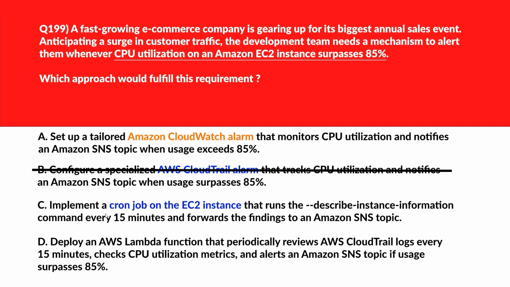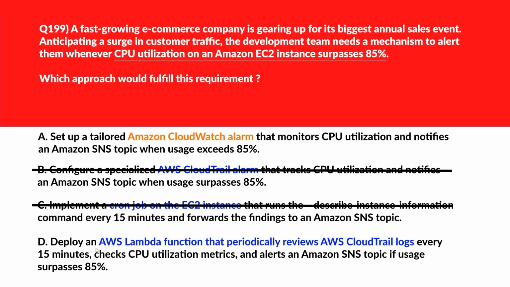C says implement a cron job on EC2 instance. Using a cron job on EC2 instance is a manual effort and inefficient solution which will increase operational overhead, which we don't want in our IT projects, right? We don't want to increase operational overhead. We want to reduce it. We'll remove it. Let's move to D.